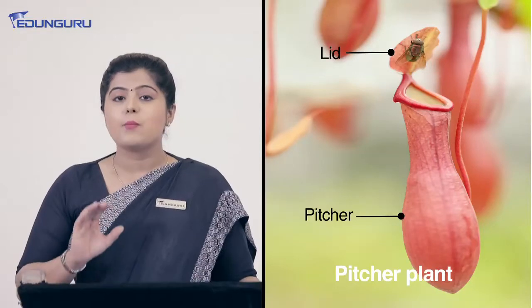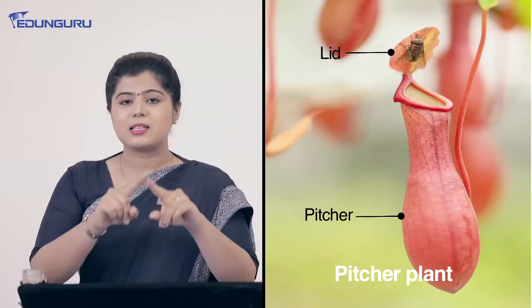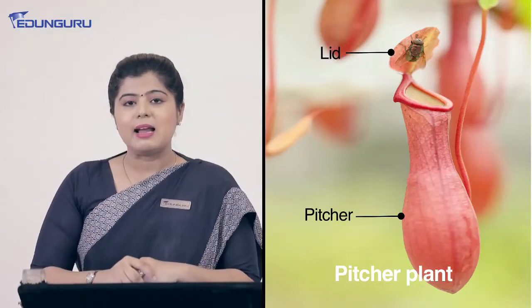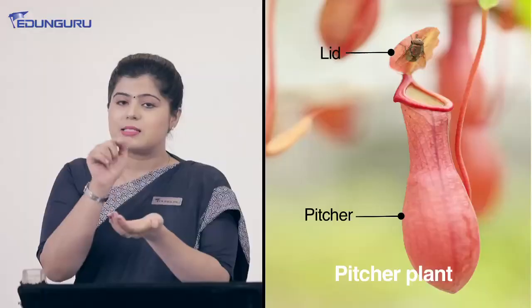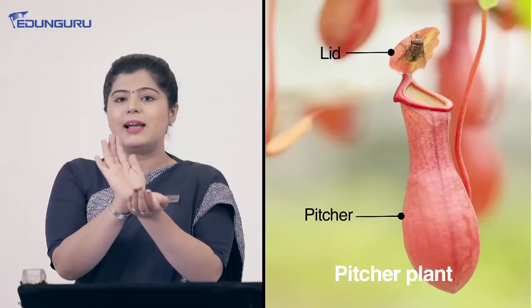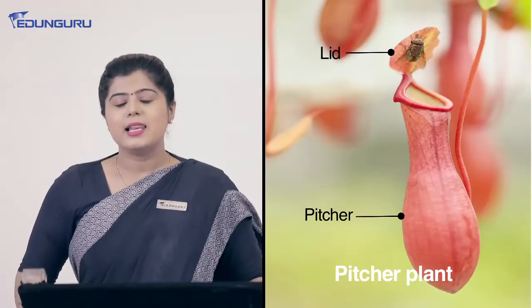And this is the reason that leaves are modified like this. As you can see on the screen, this is the shape of a pitcher plant. It is like a cup, and whenever an insect sits on the cup, the lid closes down. So the insect is trapped down in the leaf only.